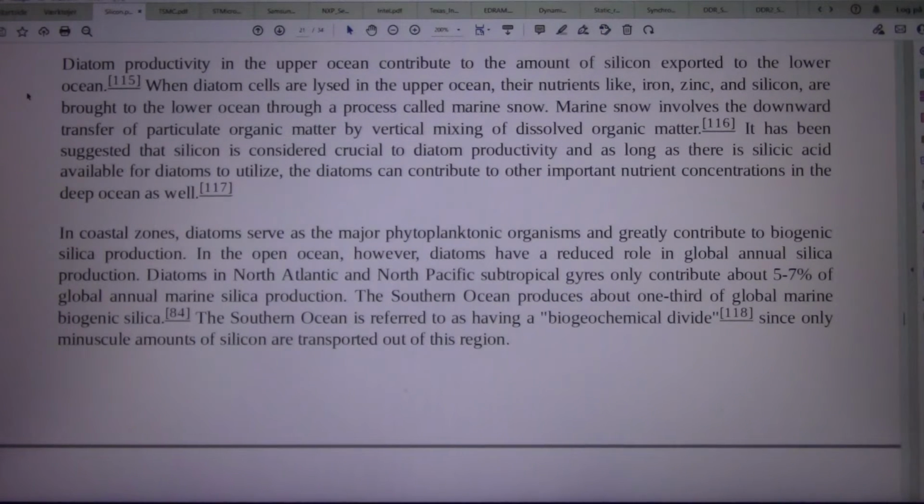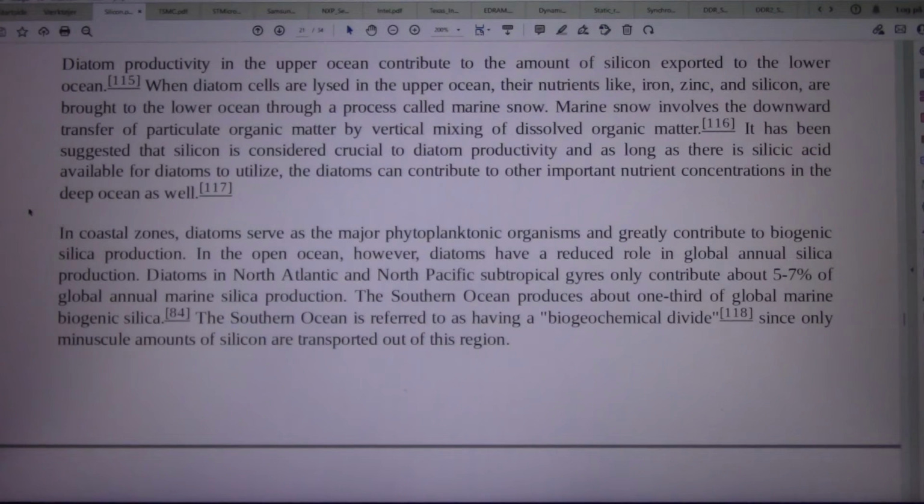When diatom cells are lysed in the upper ocean, their nutrients like iron, zinc, and silicon are rebrought to the lower ocean through a process called marine snow. Marine snow involves the downward transfer of particulate organic matter by vertical mixing of dissolved organic matter. It has been suggested that silicon is crucial to diatom productivity, and as long as there is silicic acid available for diatoms to utilize, the diatoms can contribute to other important nutrient concentrations in the deep ocean as well.